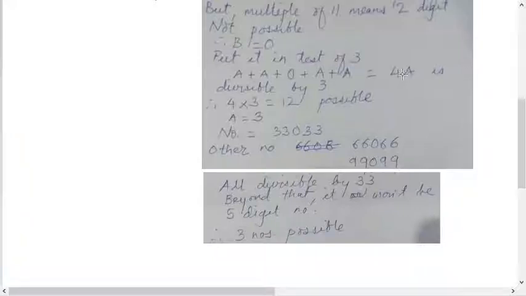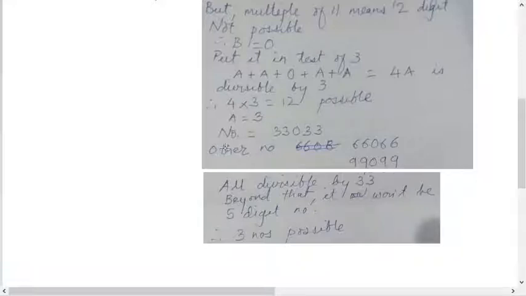A, which when multiplied with 4 will be divisible by 3. 4 2s are 8, not divisible. 4 1s are not divisible. 4 3s are 12, yes, that is possible because 12 is divisible by 3. So, A equals 3.